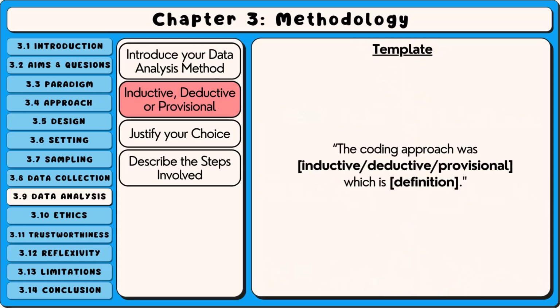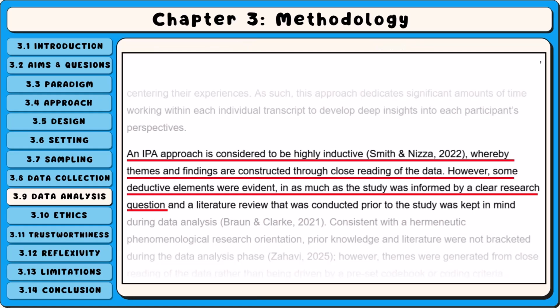Here's a template. The coding approach was, and then state whether it was inductive, deductive, or provisional, which is, and then define your chosen approach. Here's a sample. An interpretative phenomenological approach is considered to be highly inductive, whereby themes and findings are constructed through close reading of the data. However, some deductive elements were evident inasmuch as the study was informed by a clear research question, and then the sample goes on from there.